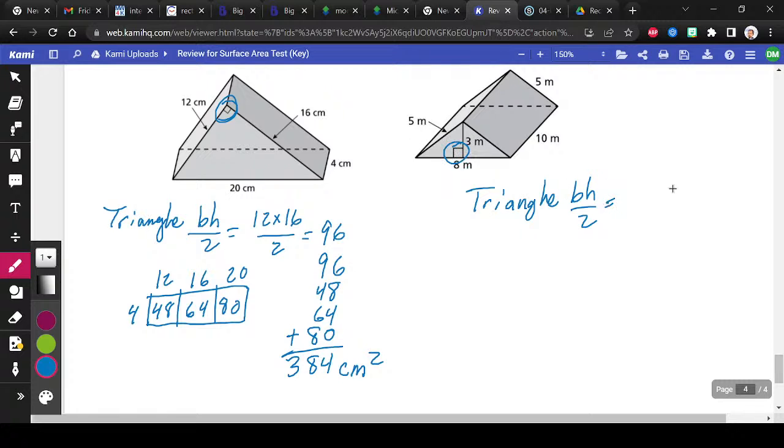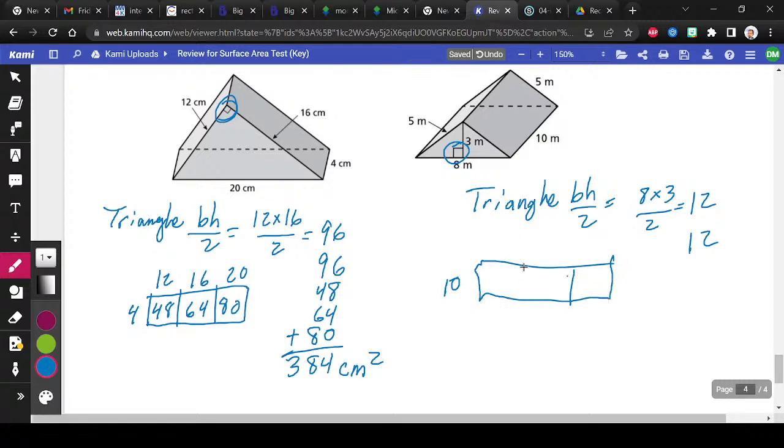And last but not least, the triangle is base times height divided by 2. Right here we've got a base of 8 and a height of 3 over 2. 8 times 3 is 24, divided by 2 is 12. We have two 12s, one for the front, one for the back. We have a height of 10 for each of these.